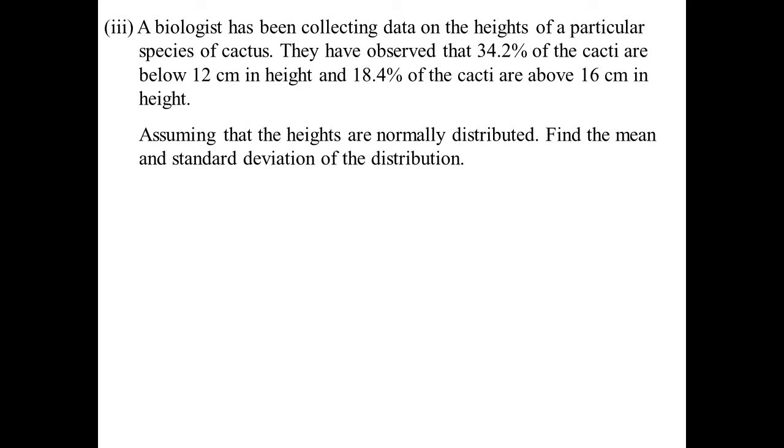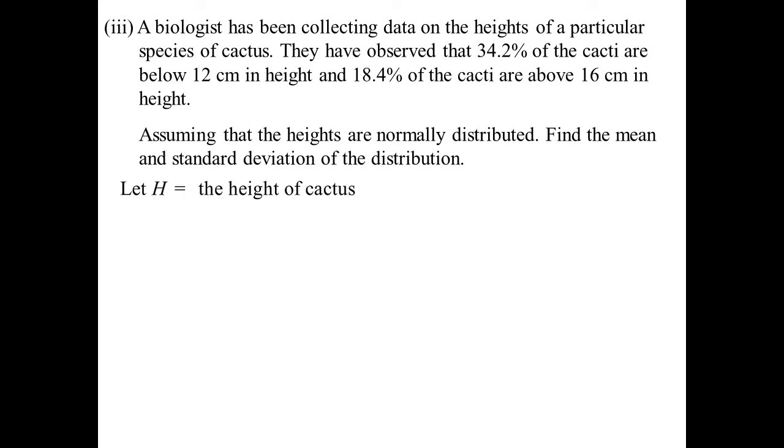Biologists do all sorts of crazy experiments. This particular biologist has been interested in the heights of cactus. They've noticed that 34.2% of the cacti are below 12 centimetres, and 18.4% of the cacti are above 16 centimetres. Now, assuming these heights are normally distributed, what's the average and the deviation? We're going to find both this time.